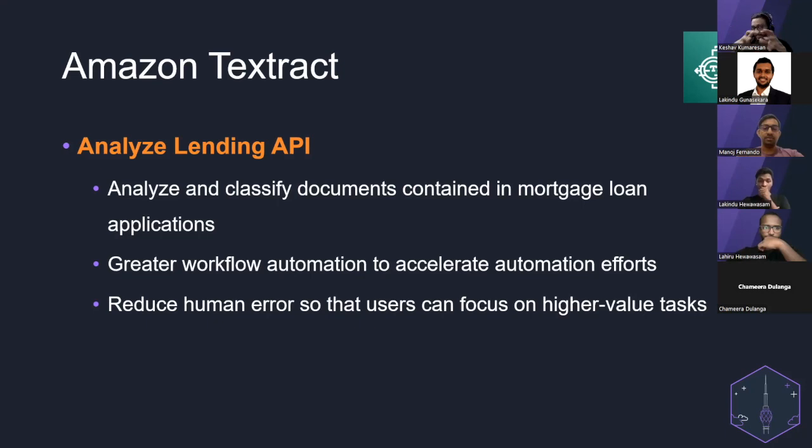So to overcome this, what Amazon has provided with this Analyze Lending API is something more specialized towards mortgage documents, but it can also be extended for other types of documents as well. But right now it's more specialized for these mortgage documents.